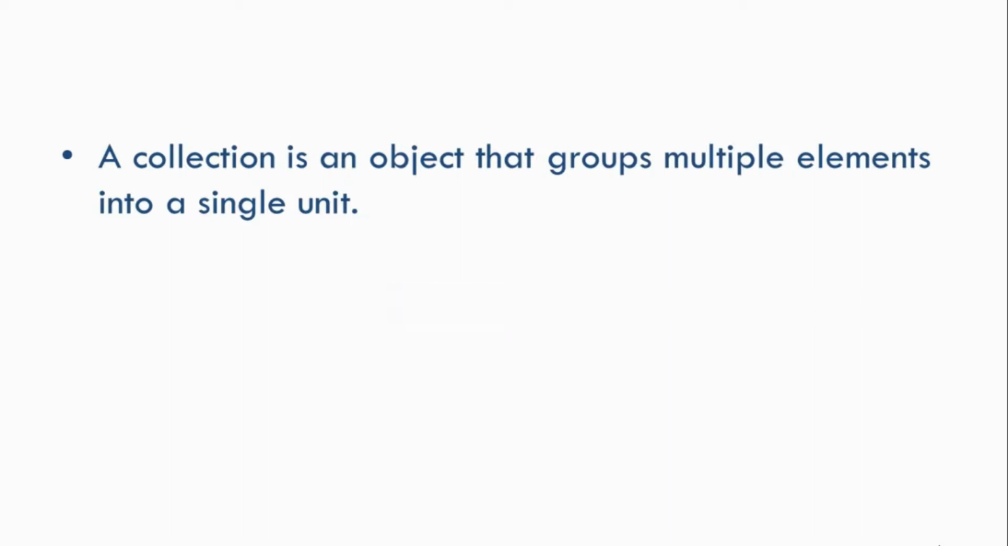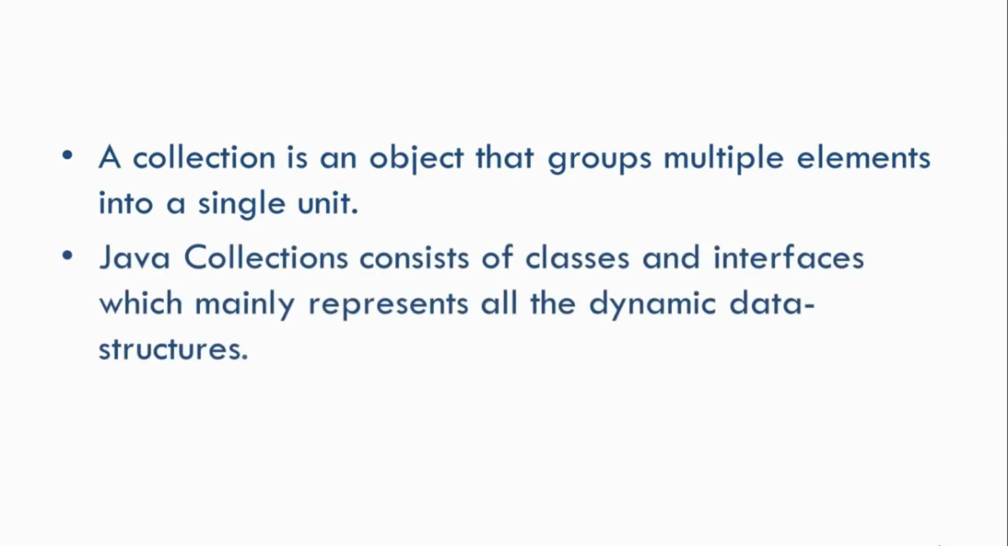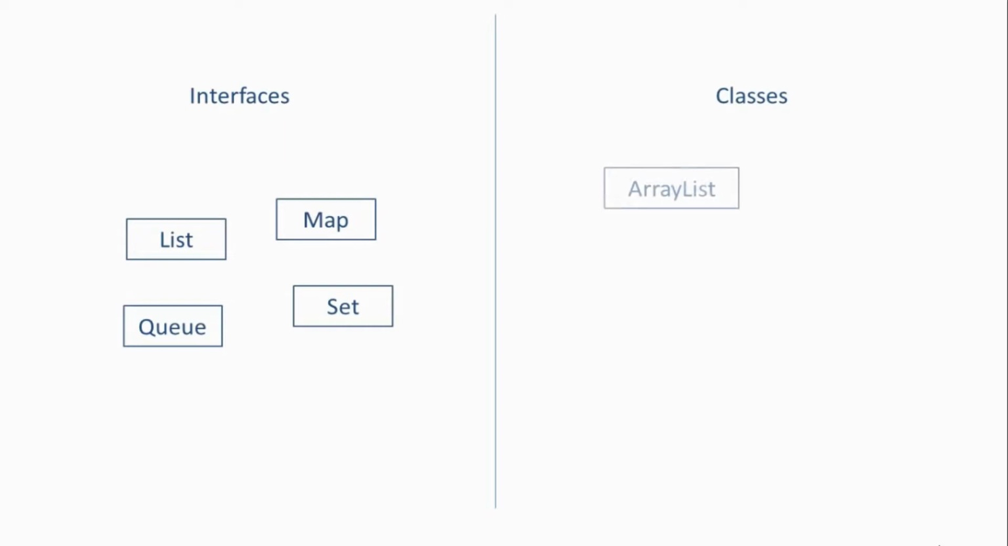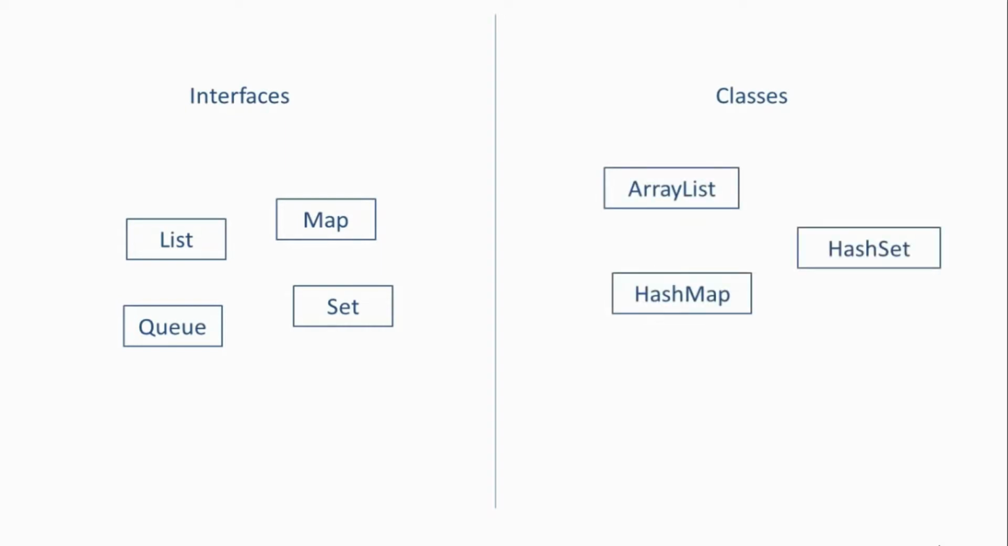Java collections mainly represent all the dynamic data structures. So Java collections consist of classes and interfaces, which mainly represent all the dynamic data structures, that is, structures which can grow and shrink in size during runtime. Okay? So under Java collections, we have interfaces like List, Map, Set, Queue, or classes like ArrayList, HashMap, HashSet, LinkedList, and so on.